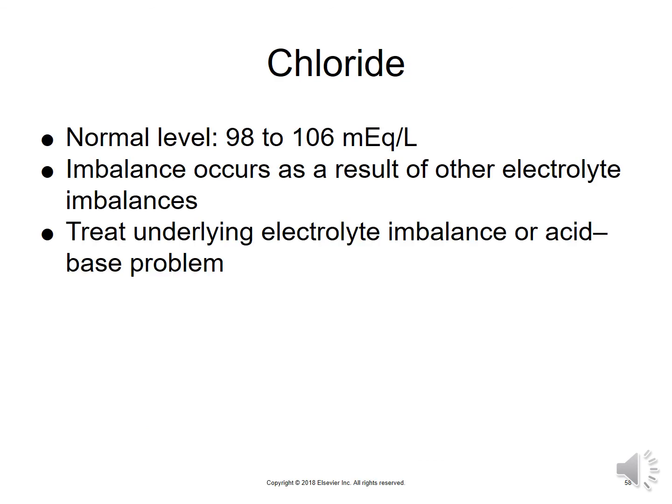Chloride. The normal chloride is 98 to 106. Imbalance occurs as a result of other electrolyte imbalances usually. So if you treat those other underlying electrolyte imbalances or acid-base problems, you'll fix your chloride level.